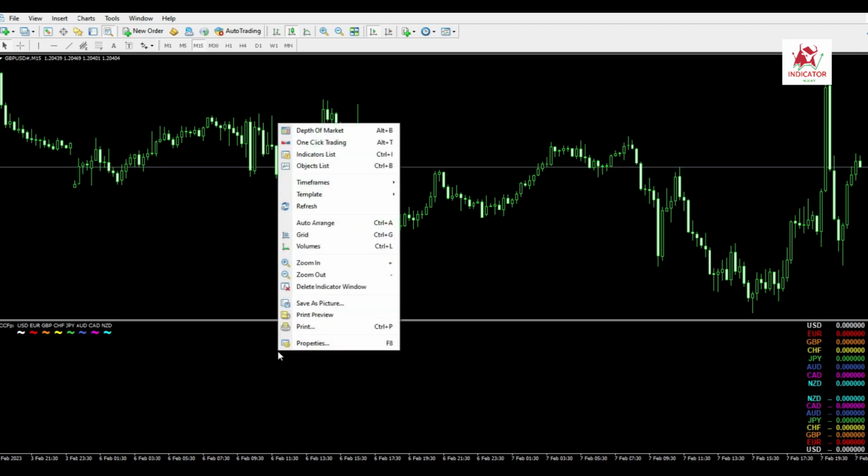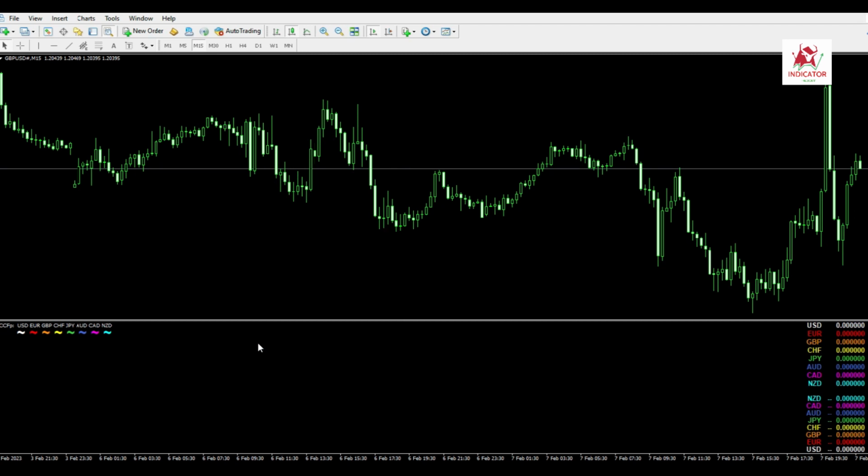The indicator appears in a separate MT4 chart window. For scalping and day trading purposes, the indicator tends to work the best during the London and American trading sessions on the M5 and M15 charts.